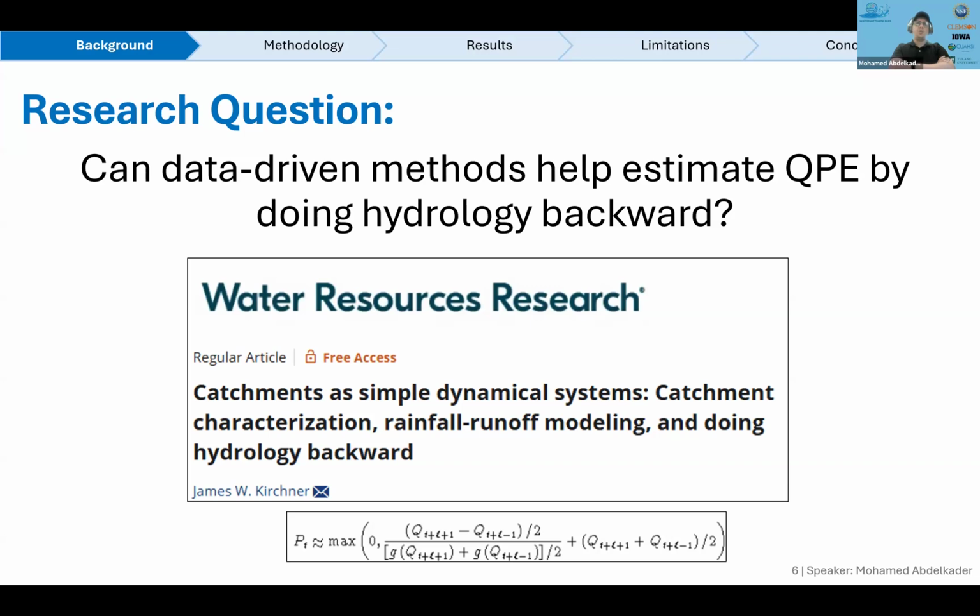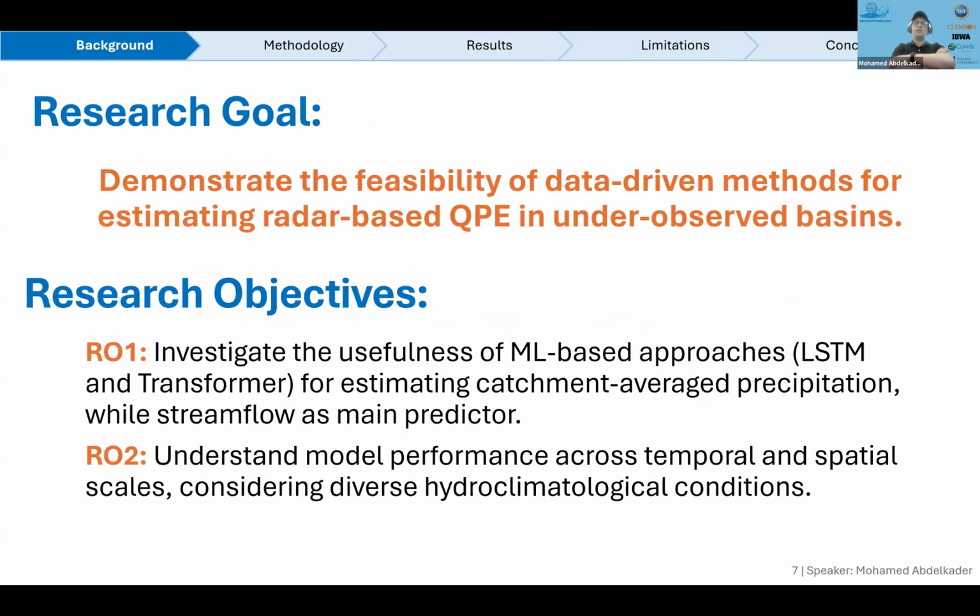by doing hydrology backward? This is a well-established concept in modern hydrology, where we go from streamflow or water balance to ET or to rainfall as an input for hydrological models. So our main goal is to demonstrate the feasibility of data-driven methods for estimating radar-based QPE in under-observed basins.